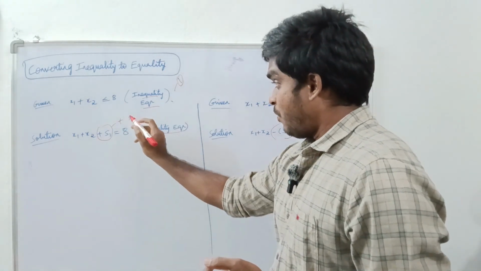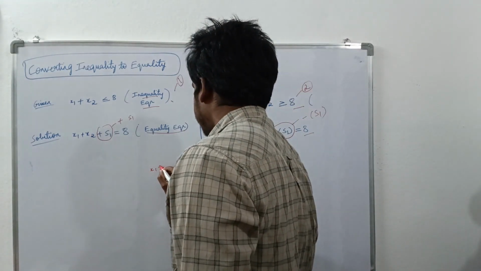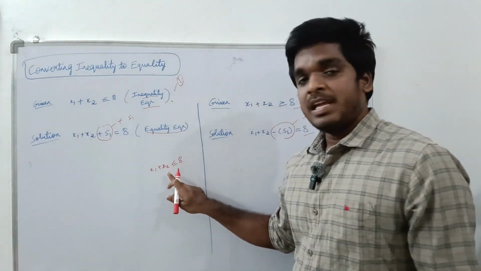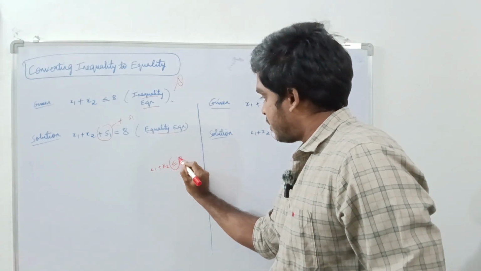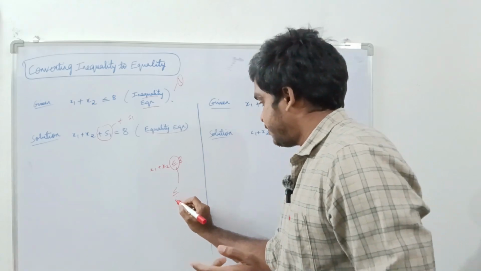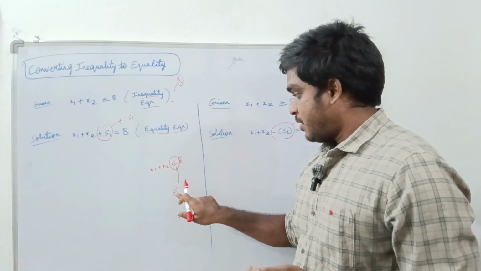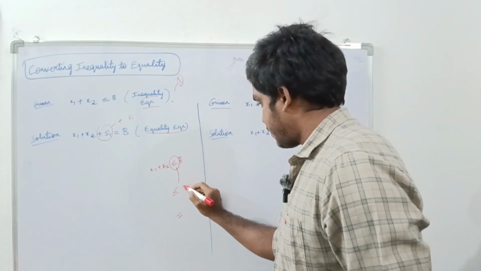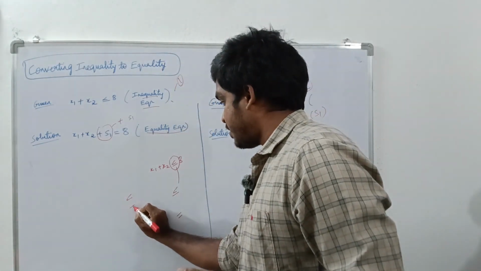Let's say now we have x1 plus x2. So this is the inequality equation which is given to us. Now this has to be changed. This less than or equal to has to be changed to this sign, right? Now just look at this sign. We have less than and we have equal to sign.